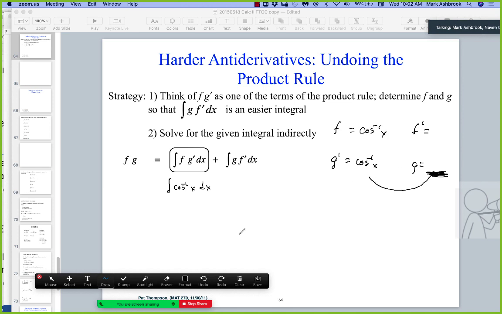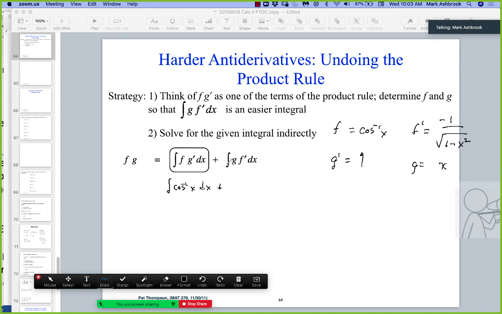And then what will we put for g prime? What's multiplied by cosine inverse? 1, right? So there's nothing else. What times cosine inverse is cosine inverse? 1. All right, so what is the derivative of cosine inverse? Do you remember? Negative 1 over square root of 1 minus x squared. So there's our derivative of cosine inverse. Antiderivative of 1 is x. So let's see if we got something easier here.